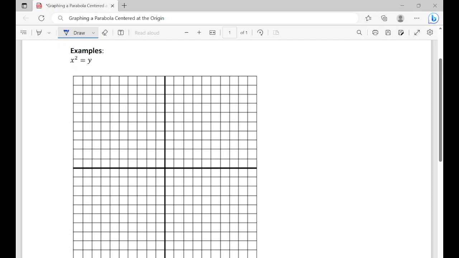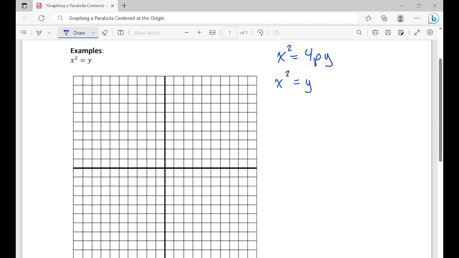The only way to do that is you have to know its p-value. And the general equation for a parabola centered at 0 is x squared equals 4py. And for our equation, we are given x squared equals y. Now we need to find out what p is, and we can see from here that while the x squareds and the y's are the same, the coefficient of y is what is different. For the general form, it's 4p. For ours, it's just a 1.